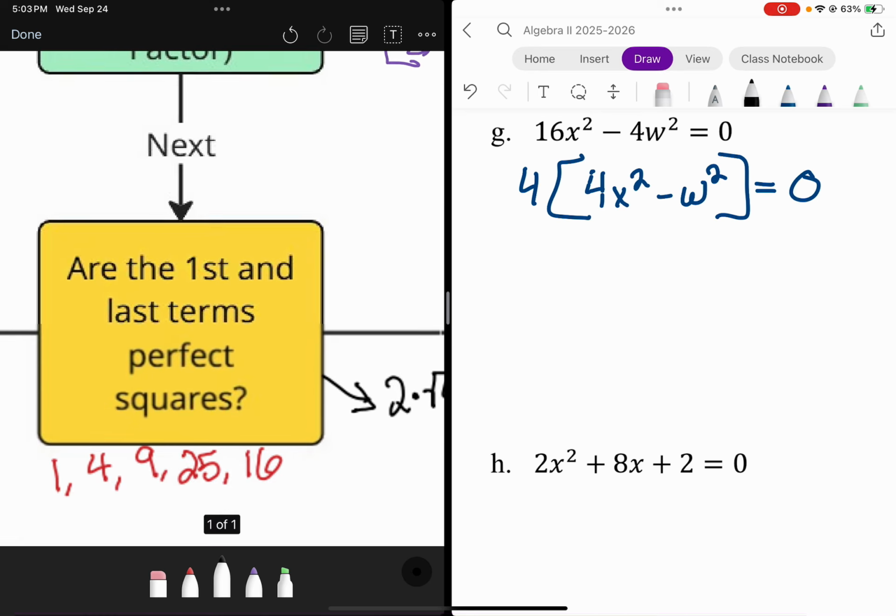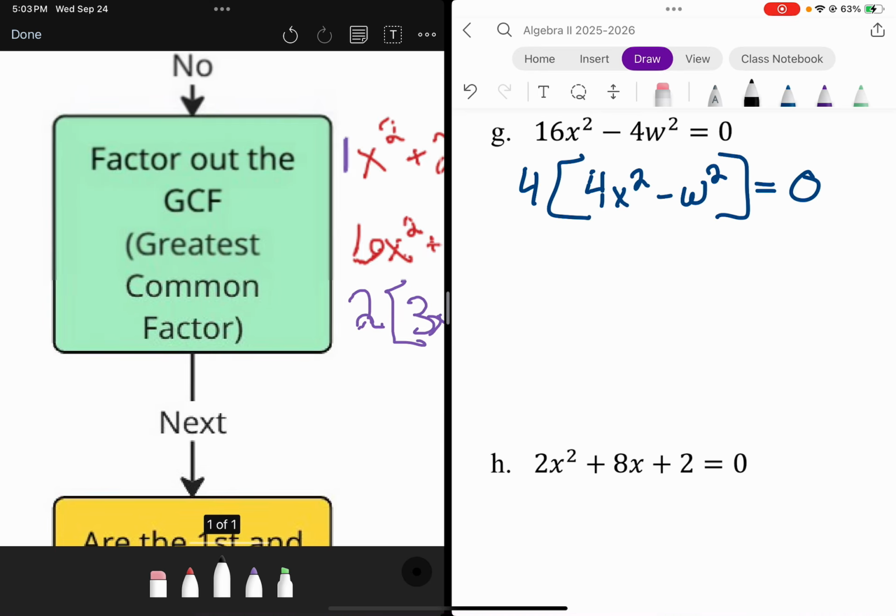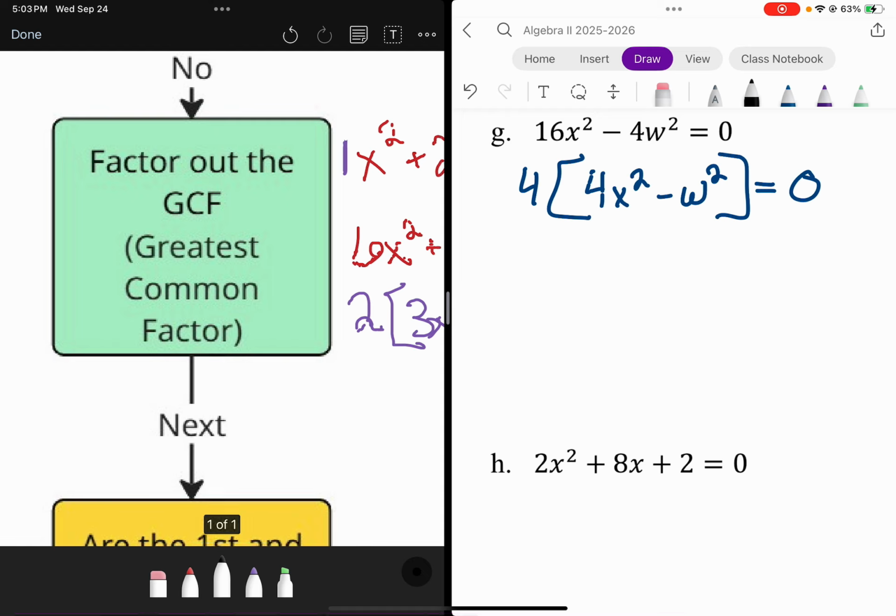Now with this one, again, only because it's an equation. If it's not an equation, you cannot do this. We are going to divide out that greatest common factor. And that gives us 4x squared minus w squared equals 0.